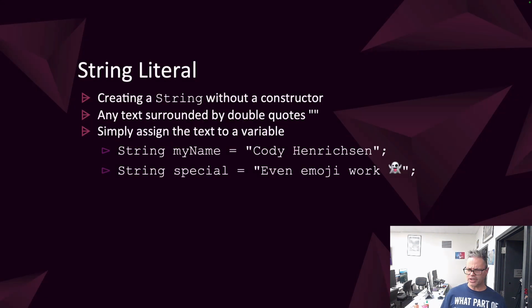We have also the string literal. This is possibly the most common way of actually working with strings, and that's creating a string without a constructor at all. It's just any set of text surrounded by double quotes, and you assign that text to a variable or you just use it inside a print statement. So String myName is Cody Henriksen, or String special, even emoji work, and you've got the cute little ghosty. And so that's what a string literal is. You'll see this all the time inside Java programming because it's a great way to simply just type out a string and work with it.